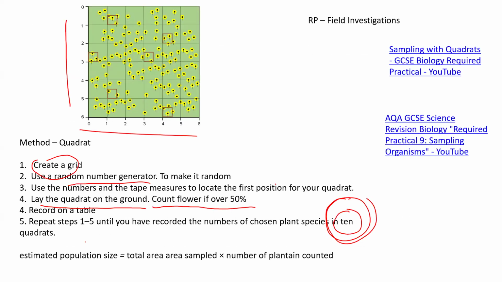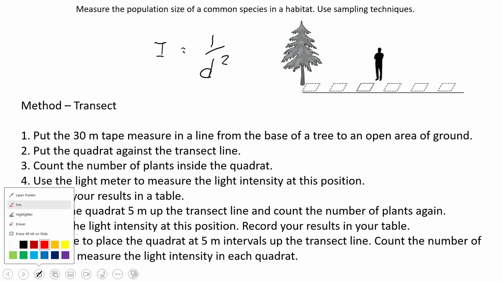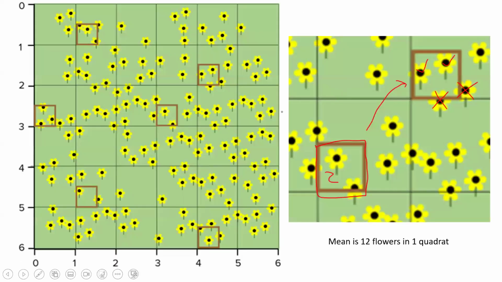Now, the other part of the quadrat one, so most likely it's going to be that one, but they could also do the transect. The difference between counting the daisies, where you're actually getting a number, and the transect, is that with the transect you're more looking for a pattern. So what I've got on here is my tree. Then what you do is you lay a line.